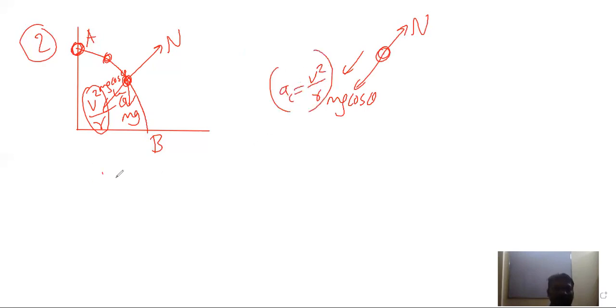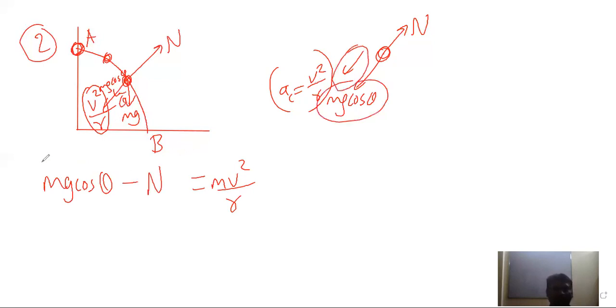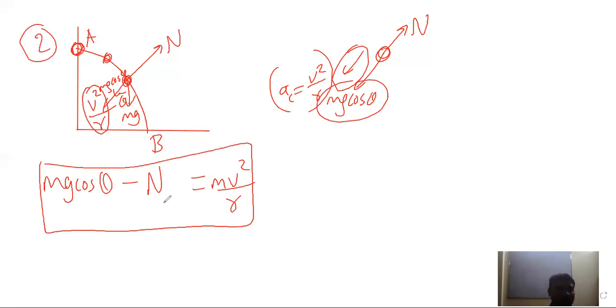So the equation will be n minus mg cos theta is mv square by r. Big force minus small force is mass into acceleration. So this is the equation. Sorry, it will be the other way around. Acceleration is towards the center. So the equation will be mg cos theta minus n, because this is the big force, mg cos theta, and acceleration is towards the downward direction. So this is our equation.